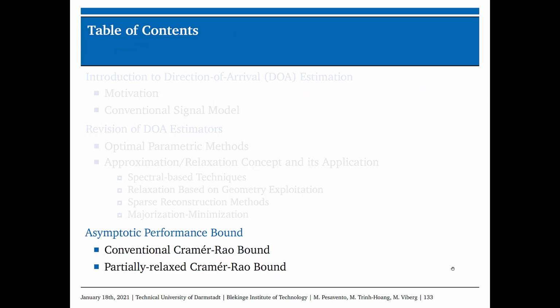Next, we turn our attention to the performance assessment of the estimators by taking a look at conventional performance bounds. So we will start with the conventional Cramér-Rao bound for the deterministic and the stochastic signal model, before we turn our attention to newly developed Cramér-Rao bounds that reveal some interesting properties for the partially relaxed signal model.